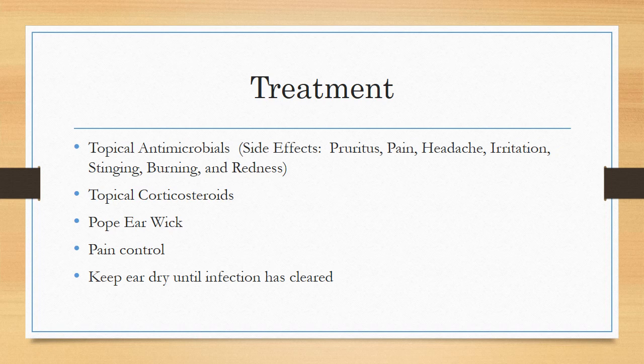Treatment measures that are often used include topical antimicrobial ear drops specifically. Side effects for those can be itching, pain, headaches, irritation, stinging, burning, redness, as well as topical corticosteroids. You can also use a Pope earwick. The Pope earwick can be pretty easy to install, and it removes and absorbs the moisture in the ear. Doctors can also prescribe pain control, anti-inflammatory medications, and of course, keeping the ear dry is another treatment method.